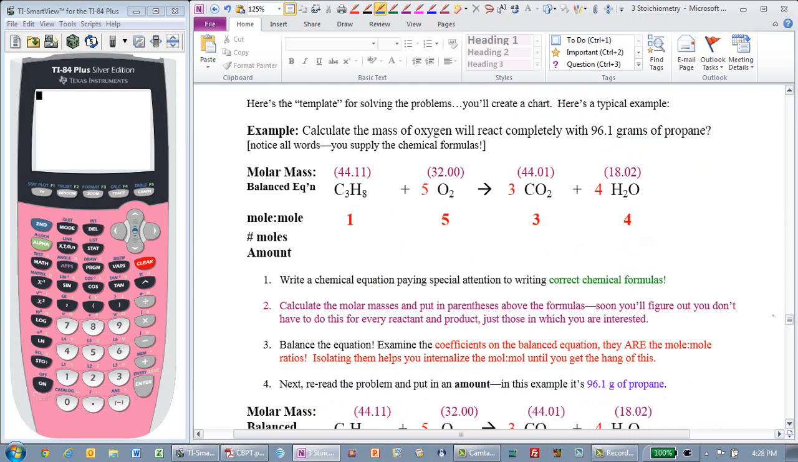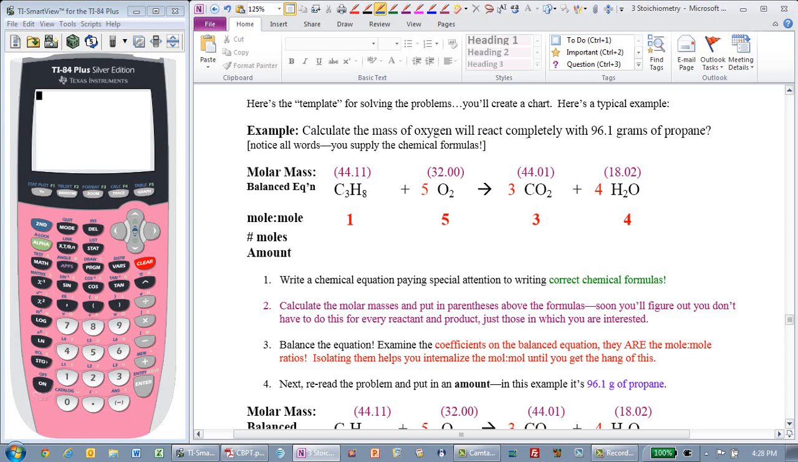Okay, so now here's what I do. And again, you don't have to do it this way. If you're good with this, you can just end this recording right now and check your answers. But if you're struggling or you're learning this for the first time, give it a shot. So this is a template. It's the pattern as best I can give you. You're going to create a chart. So here's a typical example.